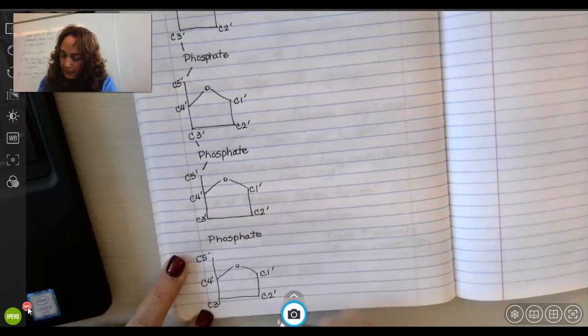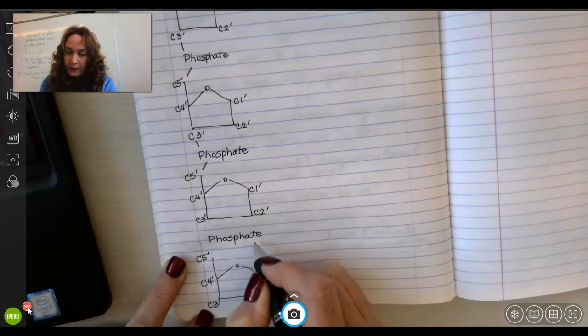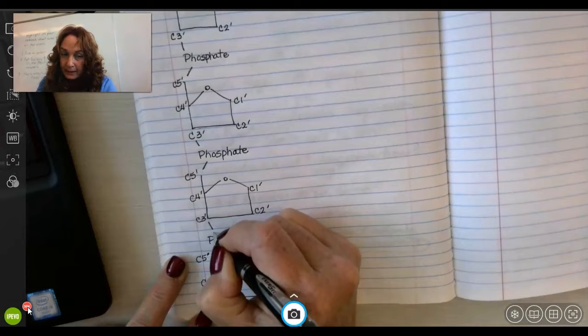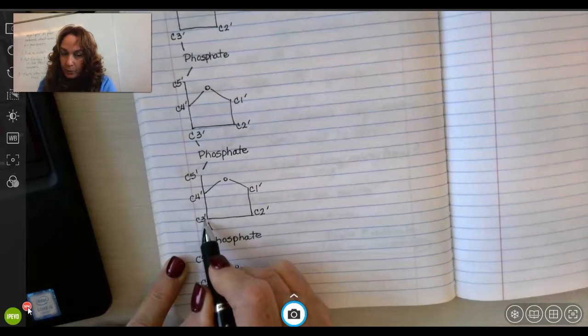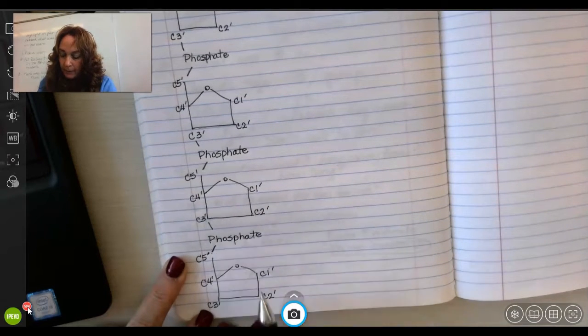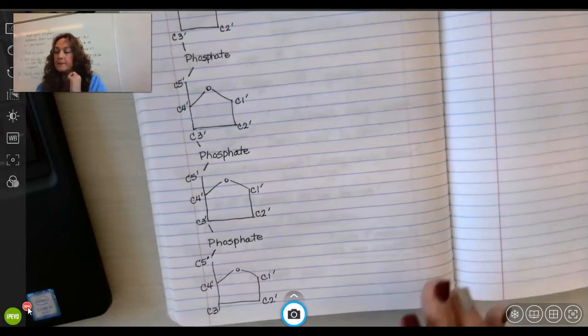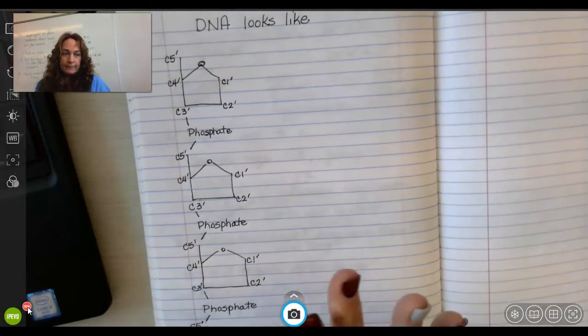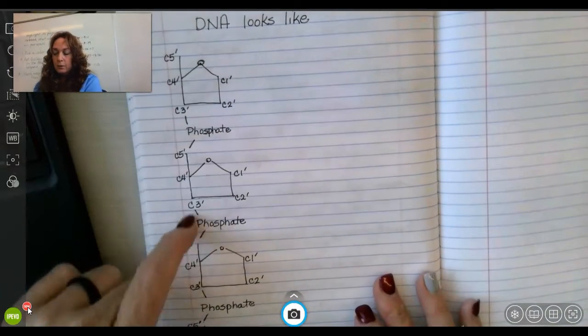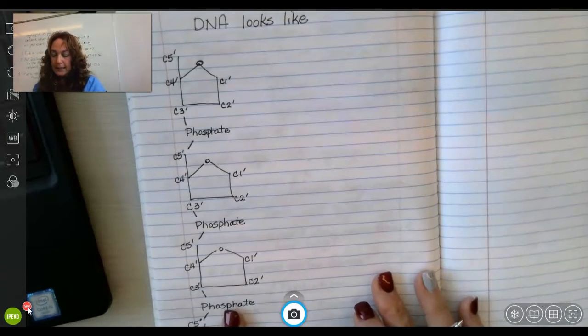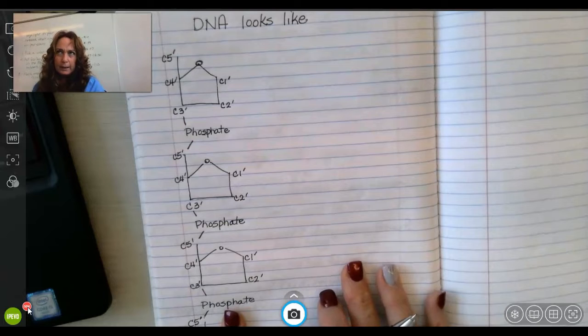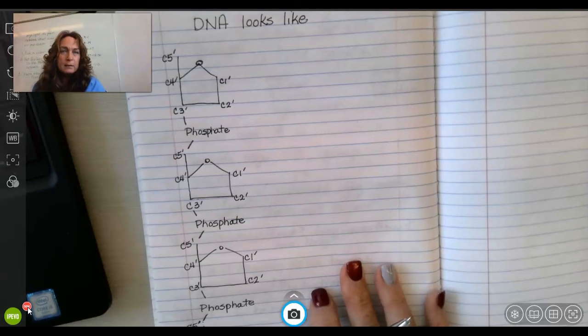And up here is my 5'. The phosphate is bound covalently to the 3' of one and the 5' of the other. We'll come back and label those in just a second. All right, so there's the directionality. You can see, I think I told you, I know I did, I typed it, when the woman said that they were oriented in opposite ways, anti-parallel.